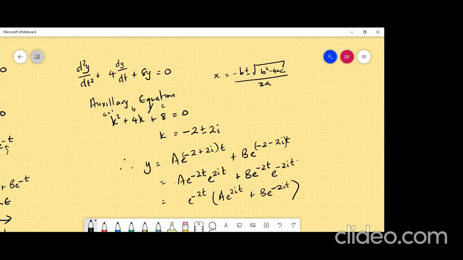Euler's theorem. Anybody remember it? You get n cos t plus m sin t.